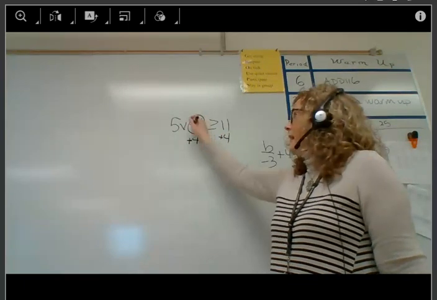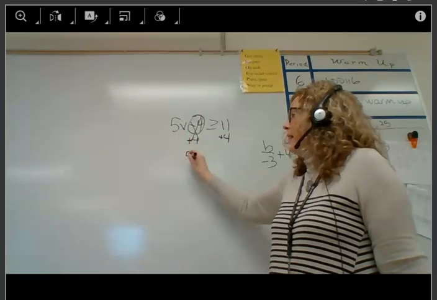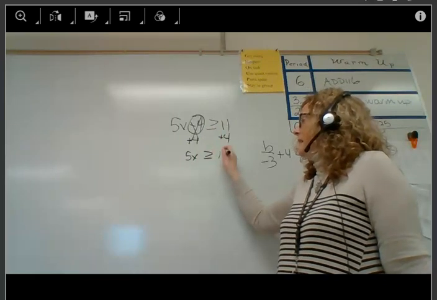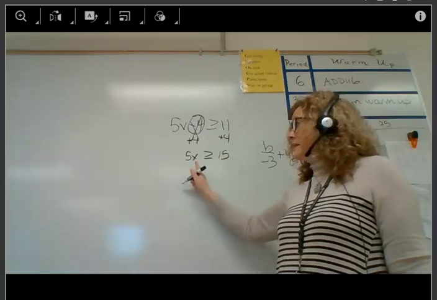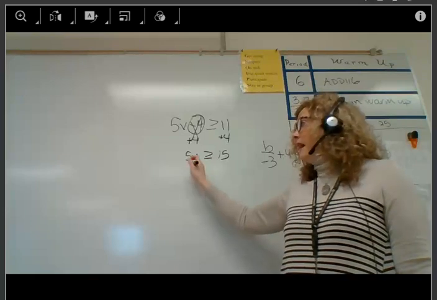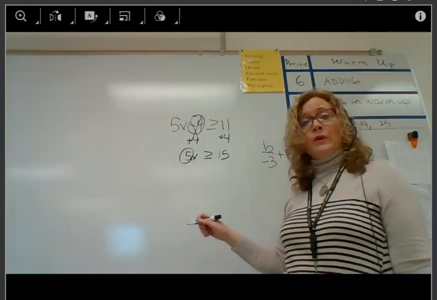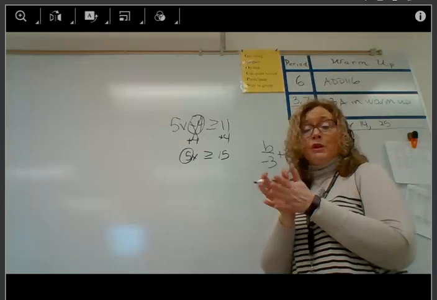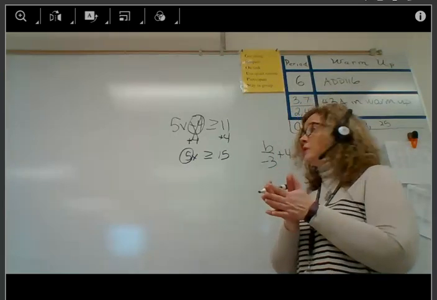When we add 4 on both sides, this becomes a 0 pair, and we still have 5x. This stays as is, and this is 15. We're not quite done yet because this is not x by itself. We still have the 5 that we want to get rid of. And if you remember, when it's squished together like that, it means that it is multiplication. And to undo multiplication, we do some division.